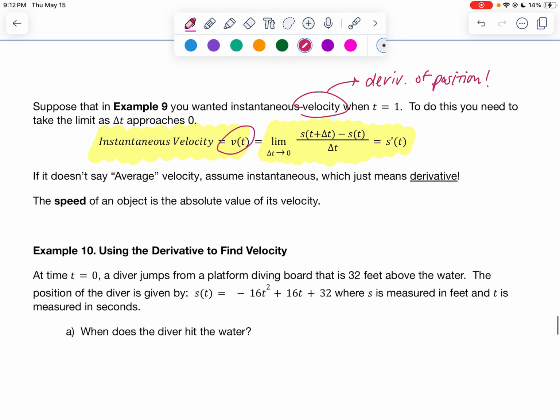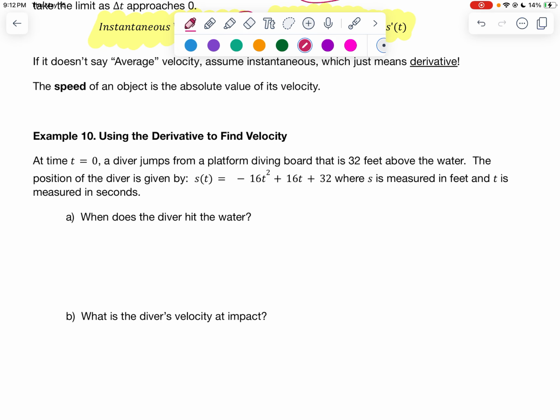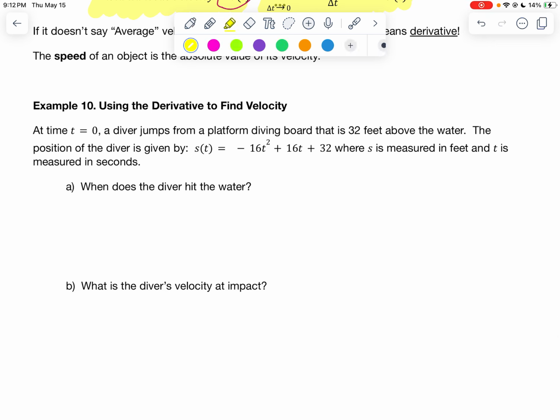It says, at t equal to 0, a diver jumps from a platform diving board that is 32 feet above water. The position of the diver is given by s of t equal to negative 16t squared plus 16t plus 32, where s is measured in feet and t is measured in seconds. I'm locating my function s of t. Let's find s prime of t. I'm going to use my power rule, so this becomes negative 32t plus 16.